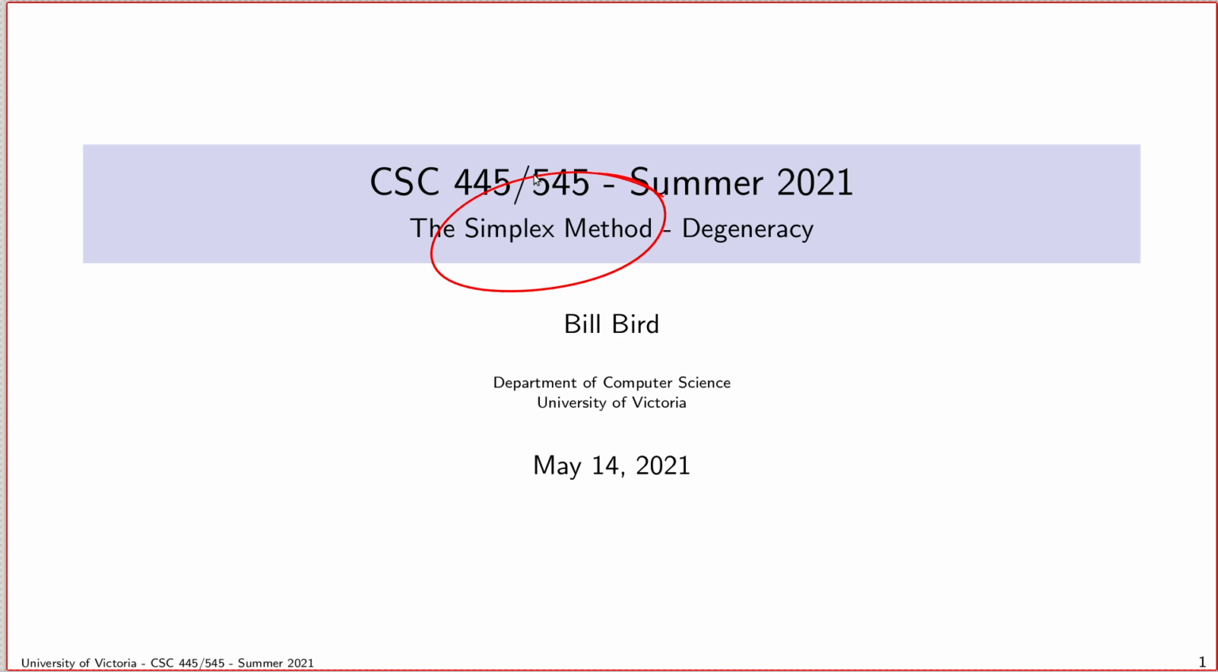And of course, we also know that if the initial dictionary is not feasible, we have a procedure for either finding a feasible dictionary or deciding that there is no feasible dictionary and that the LP itself is infeasible.